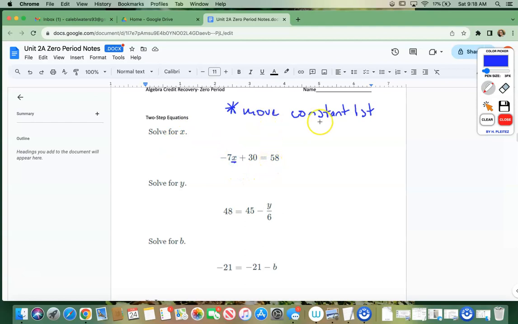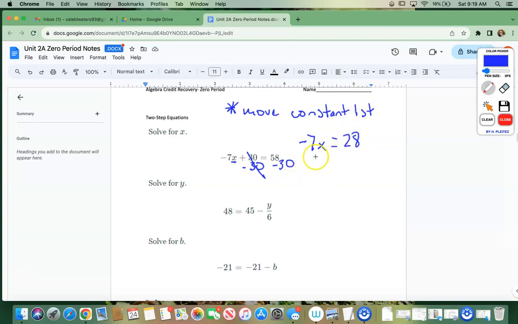Well, we need to move the constant first. So we have a constant of 30. So let's subtract the 30 over. So I'm going to subtract this 30, subtract this 30. That goes away, and that simplifies to negative 7x equals 58 minus 30. I think that's going to be 28.